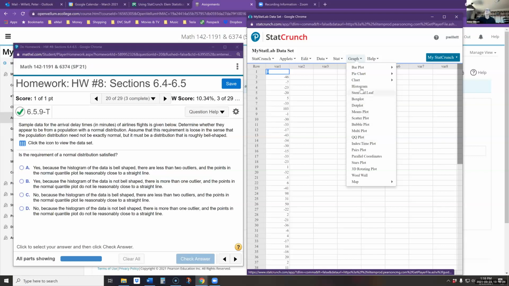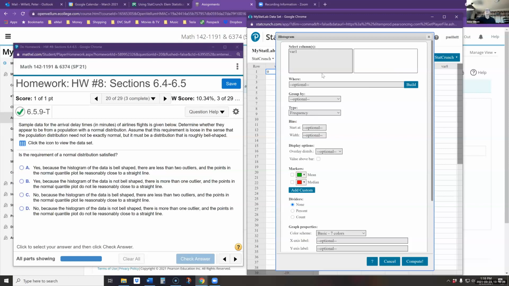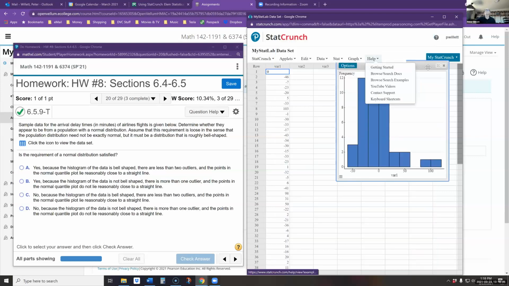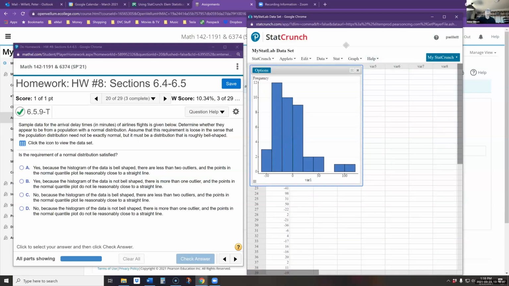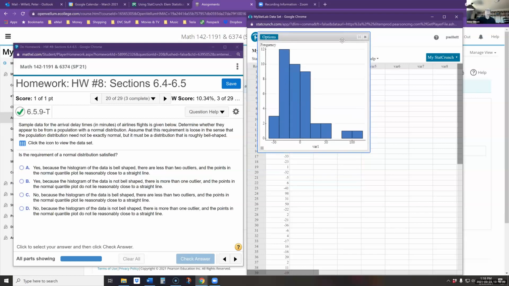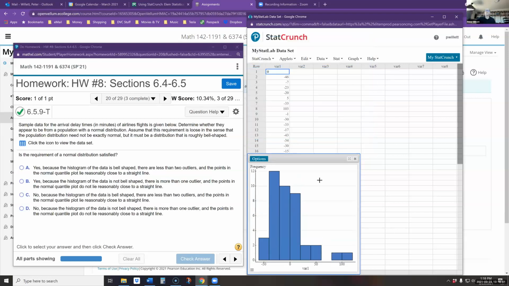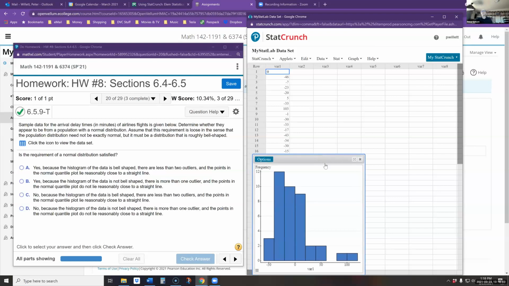So let's say I look at the histogram first. I go histogram. And I basically select the column and leave all the defaults alone, and I hit compute. So there's our first graph. So we could right there be sort of saying, do we believe already that this is normally distributed or not? What do you guys think?